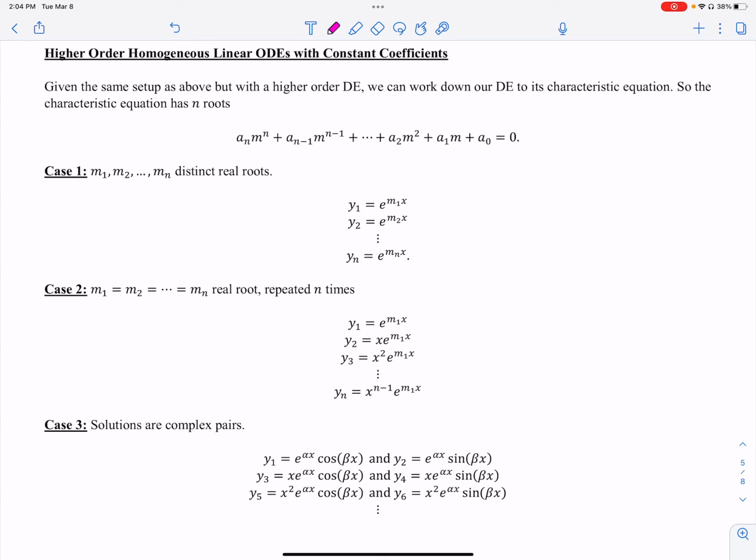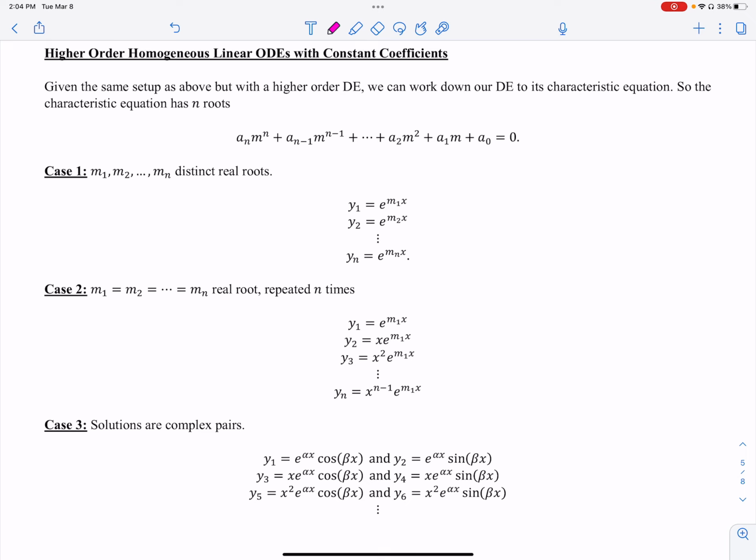In this video, we are going to extend the idea from the last video of homogeneous linear ODEs with constant coefficients. In the last video, we completely focused on second order homogeneous linear ODEs with constant coefficients, but this one we're going to extend it to higher order, so above 2. So that means it works out the exact same way.